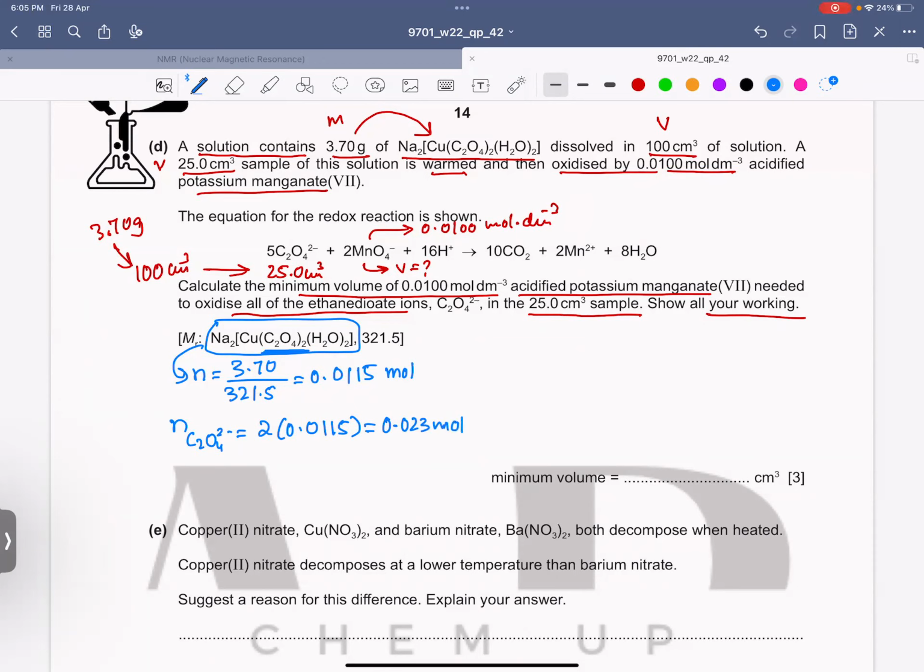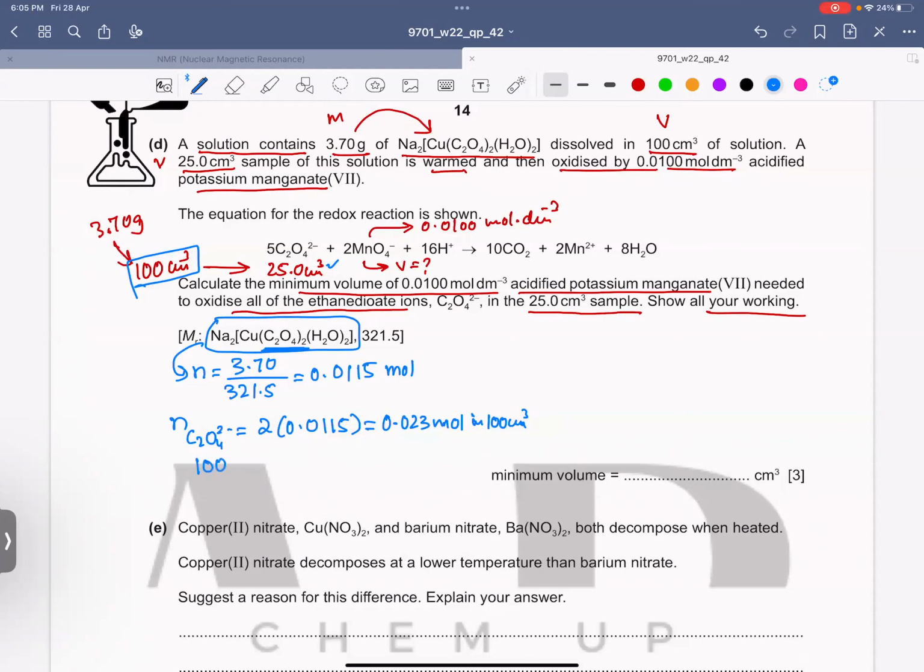But my question is, can anybody identify in how much volume these moles are present? Sir, 100 centimeter cube. Yeah, 100 centimeter cube, because we have dissolved it in 100 centimeter cube. So we have used 25 centimeter cube from that 100. So in 100 centimeter cube, if I have this many moles of ethanoate ions, then in 25 centimeter cube, the number of moles of ethanoate would be X.